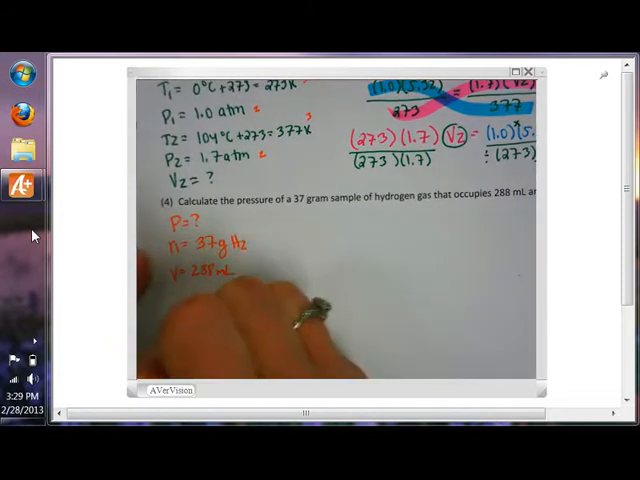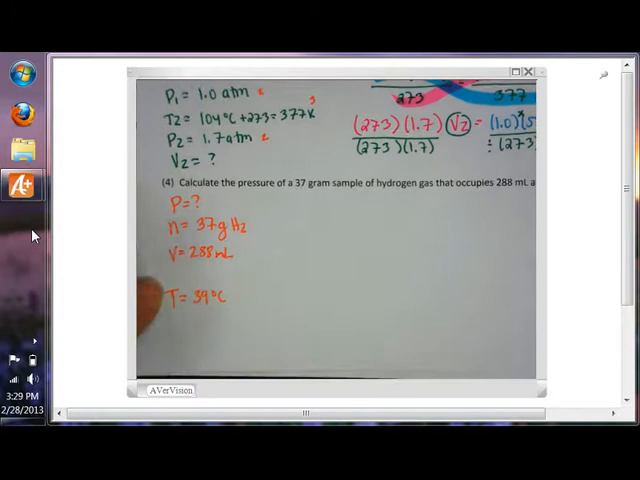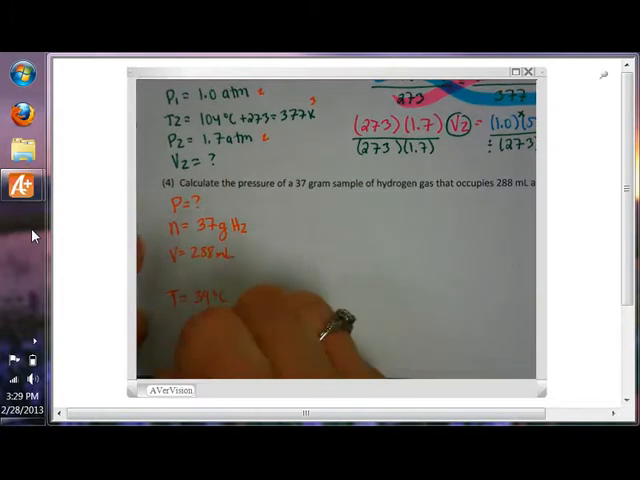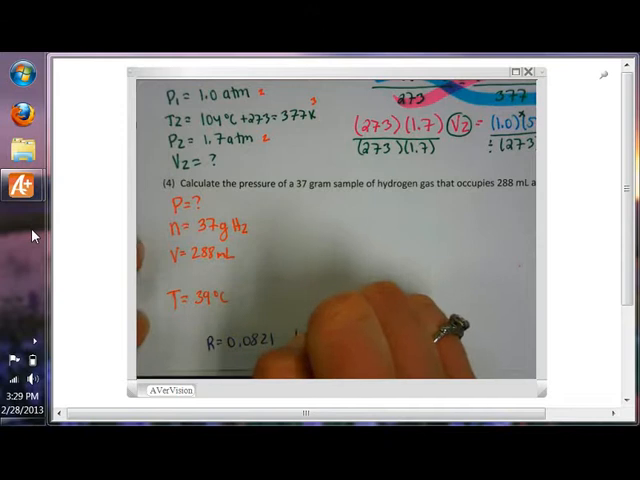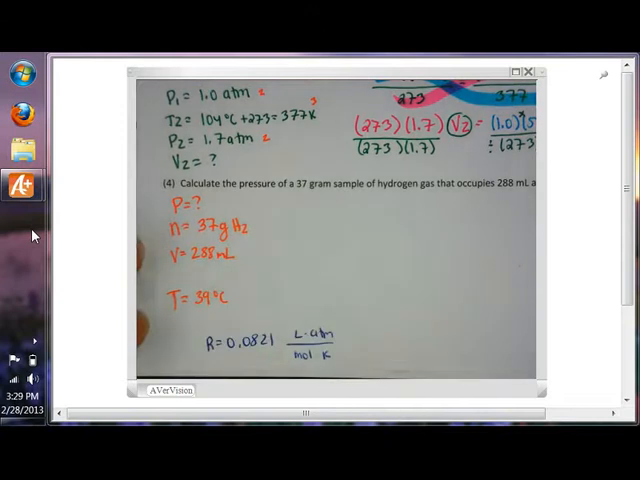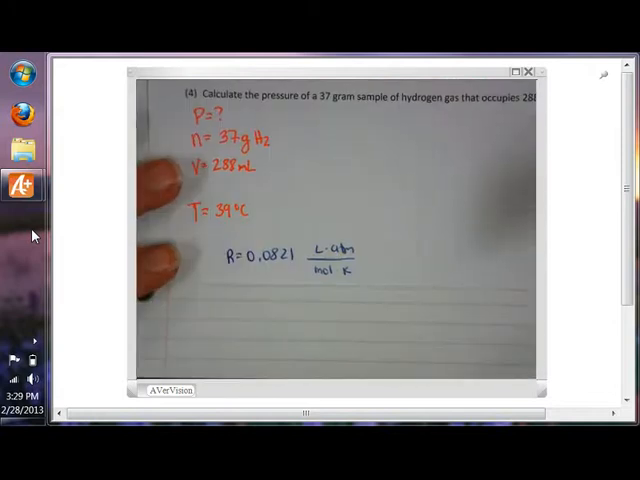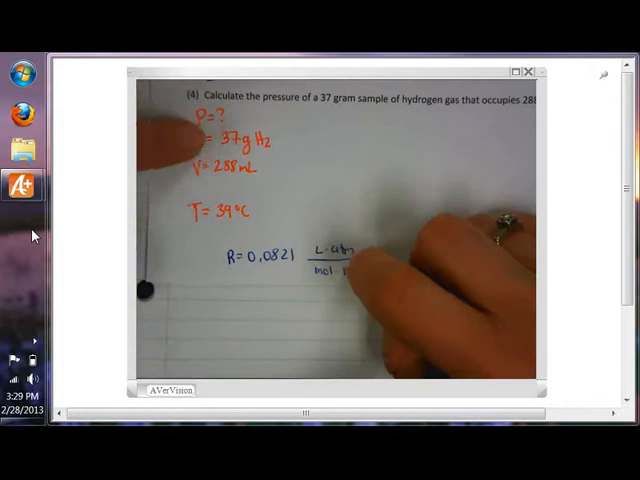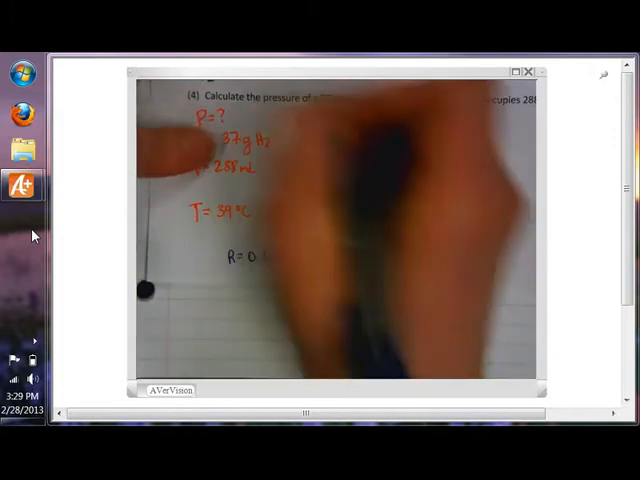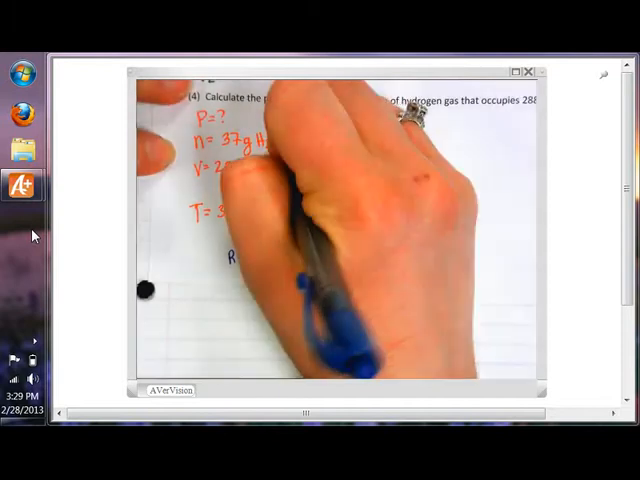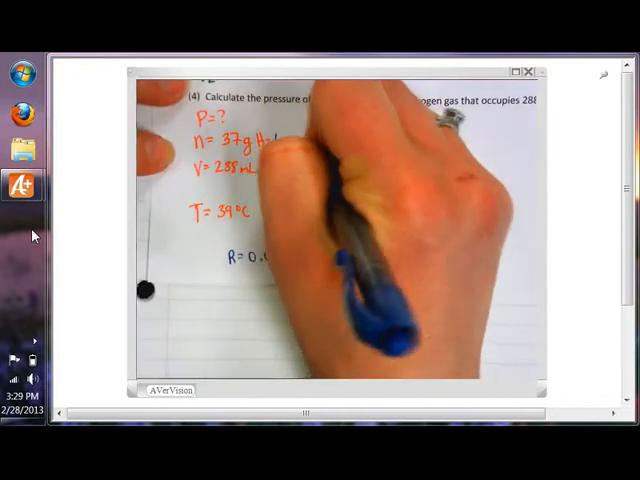So remember that R equals 0.0821 liters times atm all over moles times Kelvin. So this is your hint for your units. You can't be in grams, you have to be in moles. So I'm going to convert grams of hydrogen to moles of hydrogen. So 2.0158 grams of H2 for every 1 mole of H2.